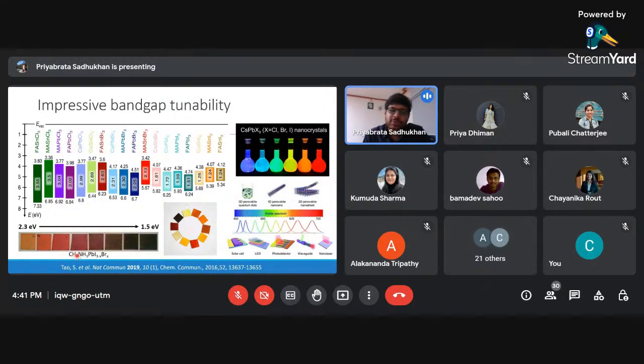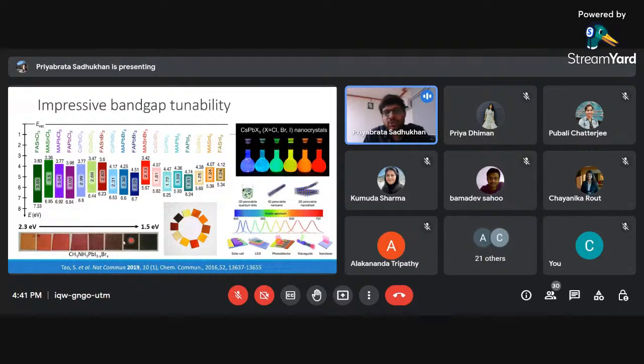This is the same material, methyl ammonium lead-based halide perovskite, but we have changed the iodine bromine concentration, and as a result, we have varied their band gap from 2.3 electron volt to 1.5 electron volt. And as the band gap varies, you can see the color is changing from orange to black.